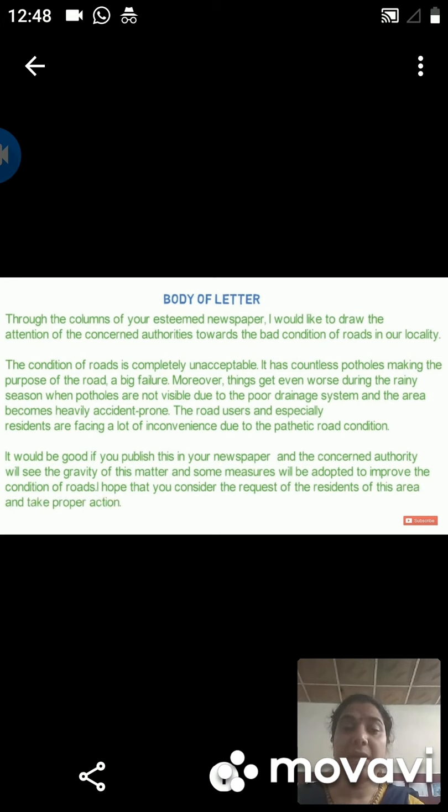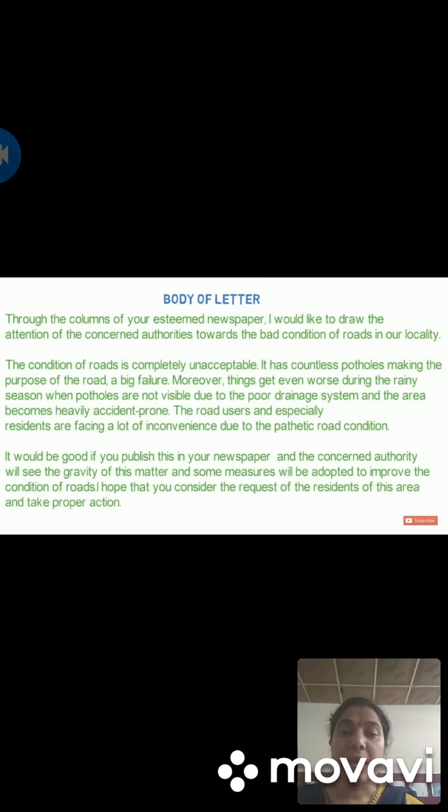Here you can see this body part is divided into 3 paragraphs. First you introduce your letter, like I am writing regarding the bad condition of roads in our locality. So you can elaborate like this. Then you explain the problem. Why is this problem? What is happening? What are the problems that you are facing? And you can do the cause and effect part. And last, you can conclude your letter by requesting them. So here the body of the letter ends.